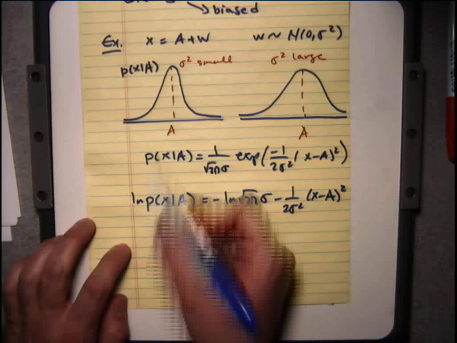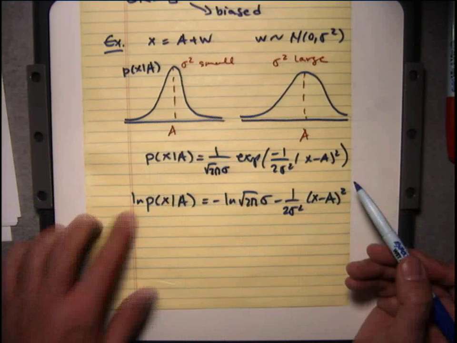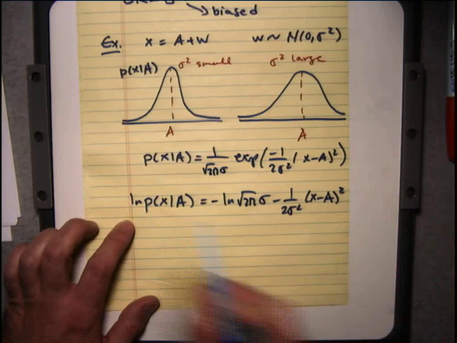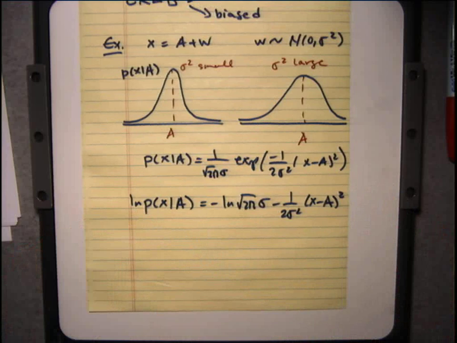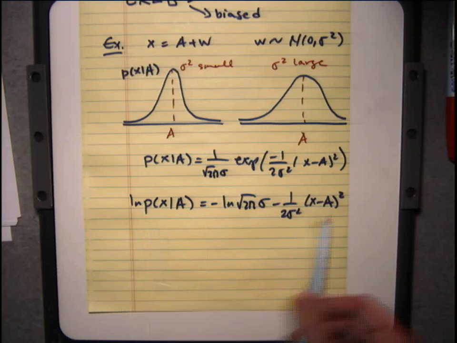The log really doesn't do anything aside from making the calculations a little simpler, so that's really not a big deal. But the point is, what I want to do now is to look at this function here, which is a quadratic, and think about how it varies as a function of the unknown parameter A. In other words, I want to see how sensitive this function is to changes in the values of A. One way to measure sensitivity of a function with respect to a parameter is to look at its derivatives, the first derivative and the second derivative.